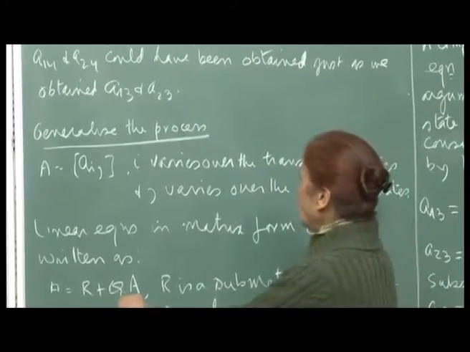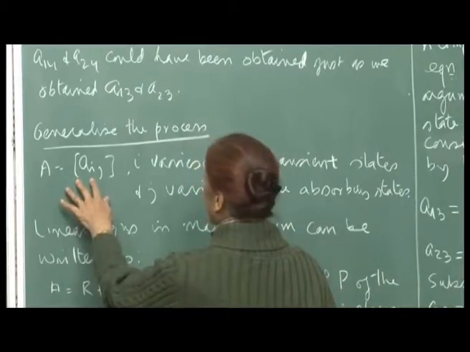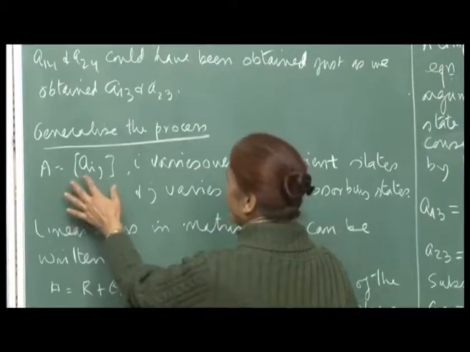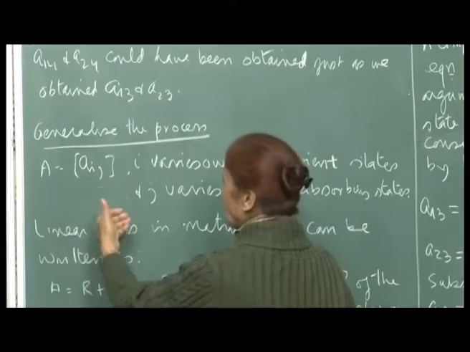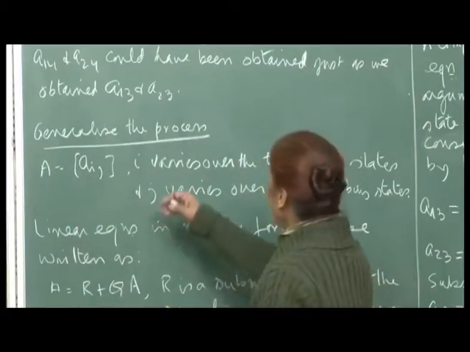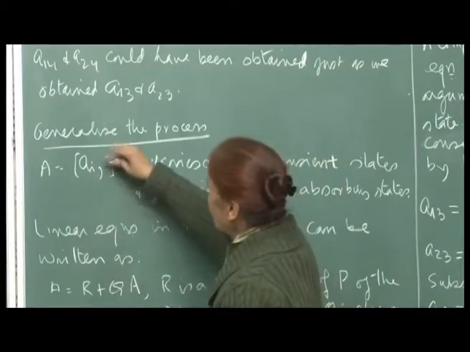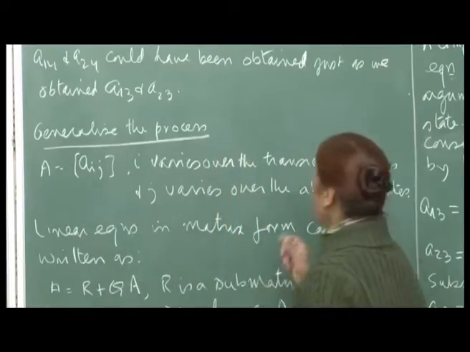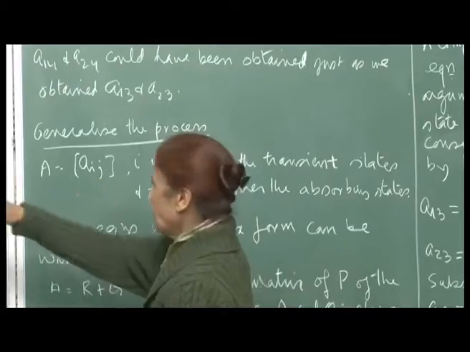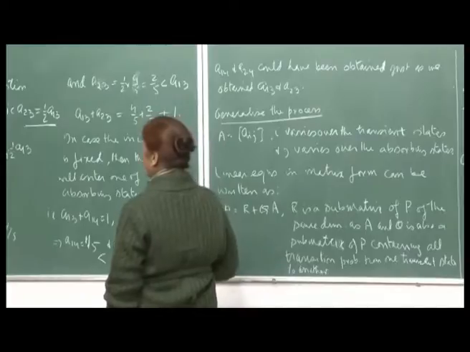If I now call the A as the matrix of these transition probabilities, then here your I will vary, I mean transition probabilities from transient states to absorbing states, then I will be the rows of the matrix, these vary over the transient states, and J varies over the absorbing states, right. So, the columns correspond to the absorbing states. So, for example, in this case it is 2 by 2.